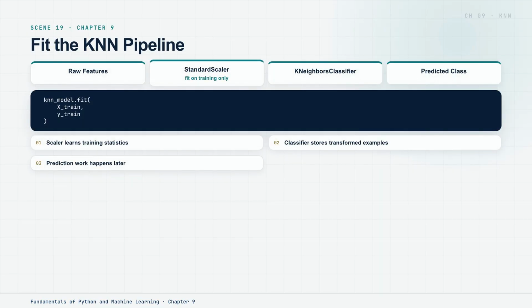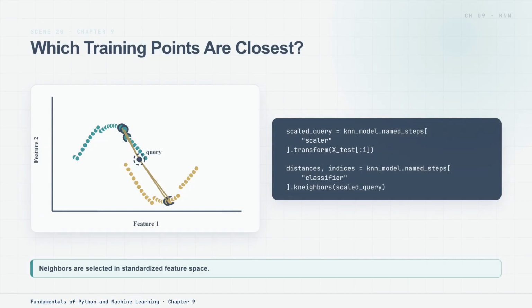We fit the complete pipeline using the training data. The scaler learns the training means and standard deviations. The classifier stores the transformed training observations and their labels. Unlike logistic regression, KNN does not learn one set of coefficients that defines the decision function. Most of its work happens later, when a query observation must be compared with the stored examples.